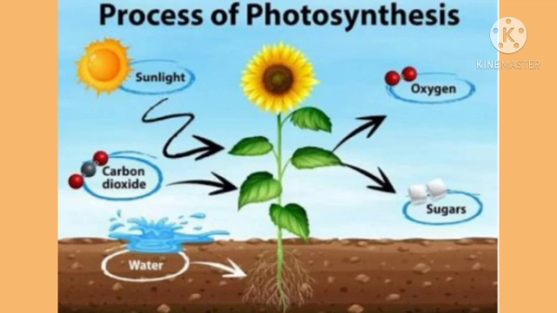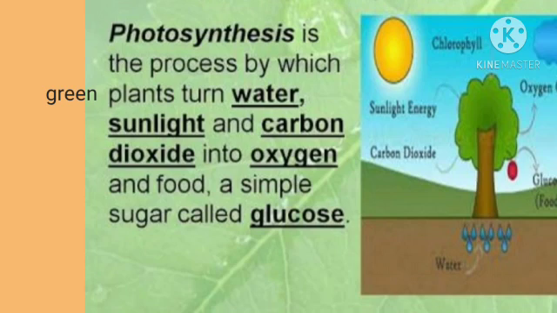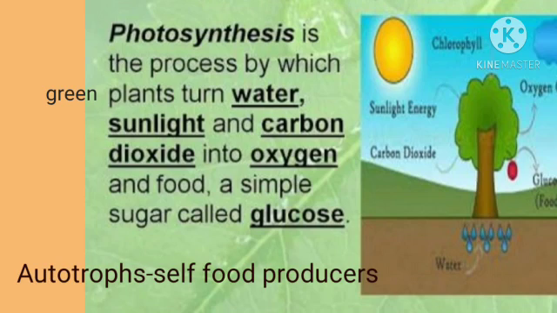Now, this process of plants by which they make their own food is called photosynthesis. And all plants, the green plants especially, are called autotrophs because they are able to make their own food using natural materials from the environment. So this type of nutrition is called autotrophic nutrition, meaning self-feeder.